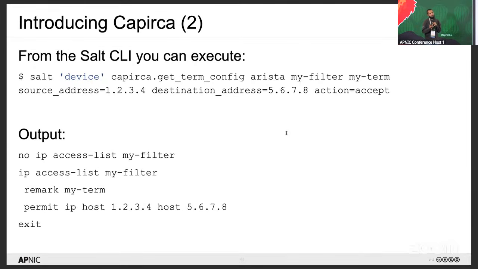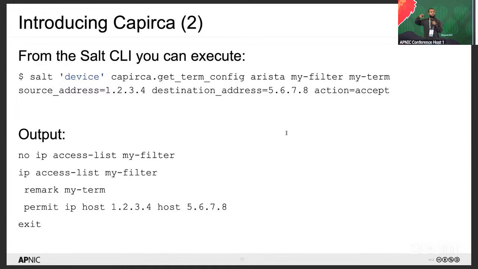Here's an example. The first line is a command run on the Salt master. Then the next part is the device. As you can see in the code, it's basically the target, which is a minion, not the device itself. It's the name of the minion. Then you are using the Capirca module, and the function is get_term_config. Then you mention what vendor you want, let's say Arista, and then your filter name and your term name.